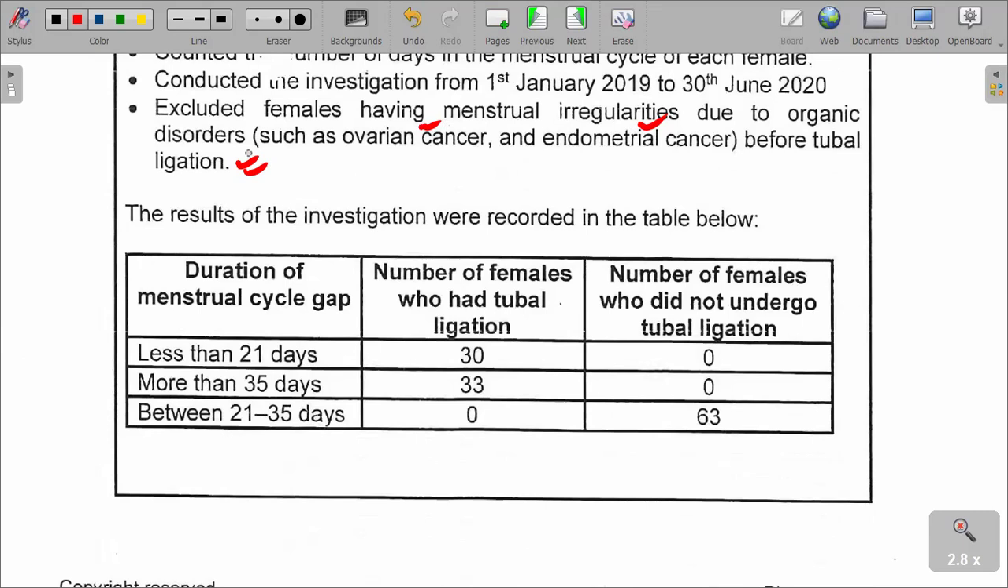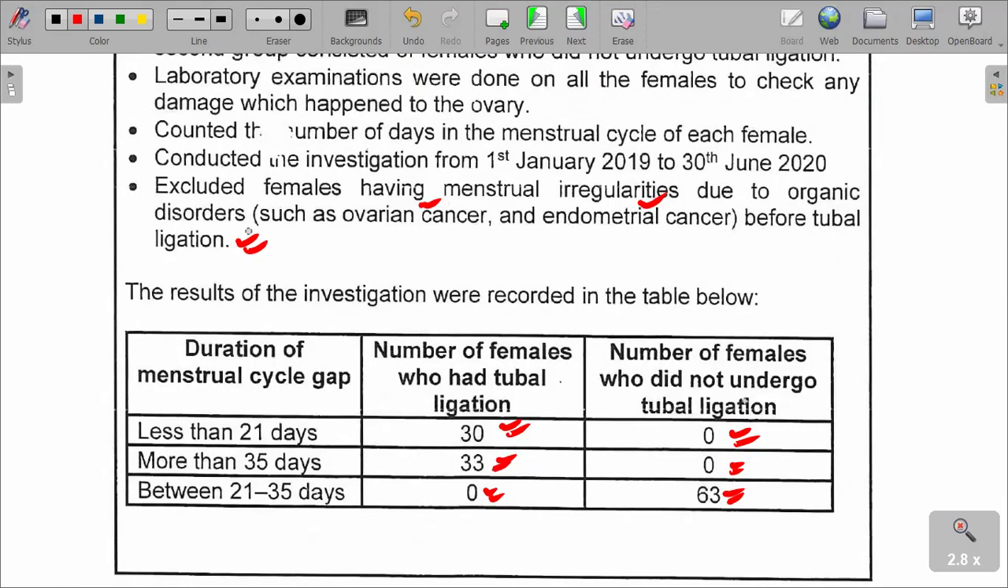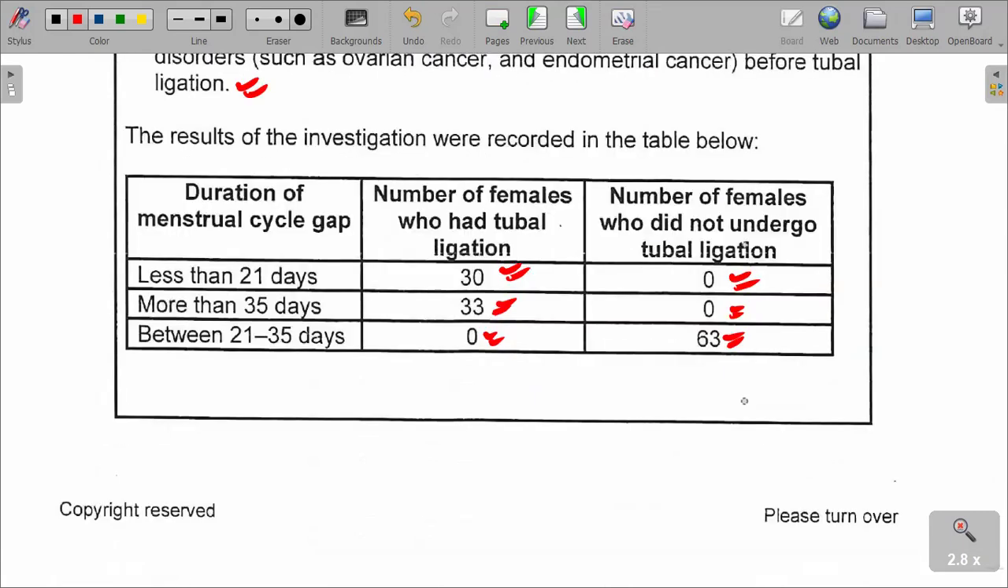Results of the investigations were recorded in the table below: the number of females who had tubal litigation and the number of females who did not undergo the litigation. Less than 21 days, we have got 30, and there we have 0. More than 35 days, we have got 33, and the number of females who did not undergo is 0. And then between 21 and 35 days, the number of females who had litigation is 0, and here we've got 63. So those are the results which we are given from the investigation.